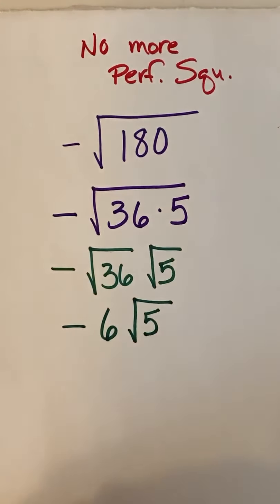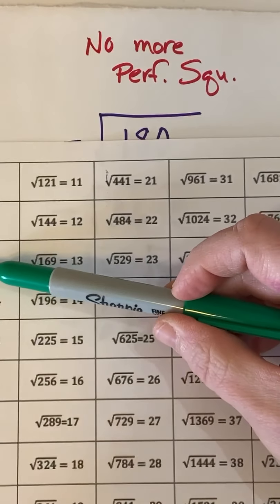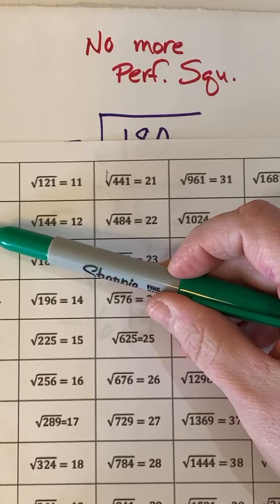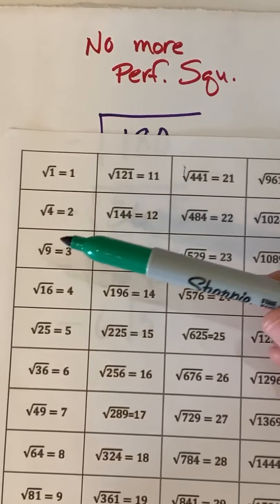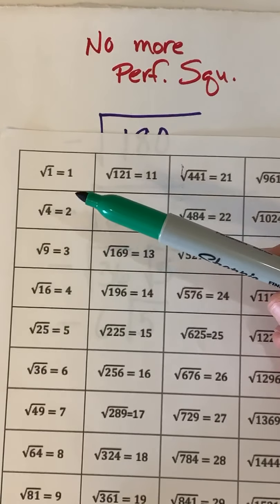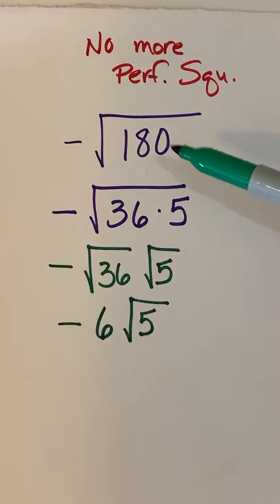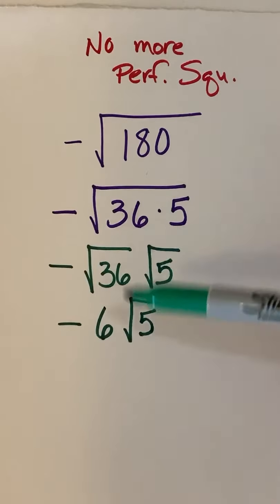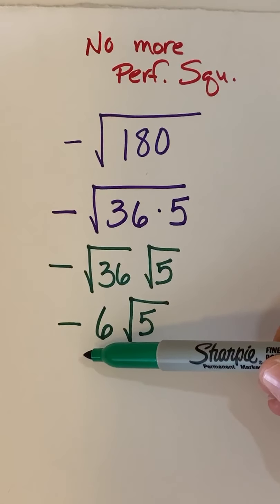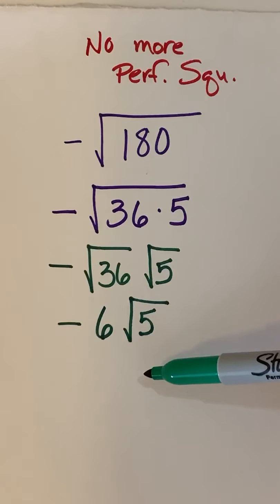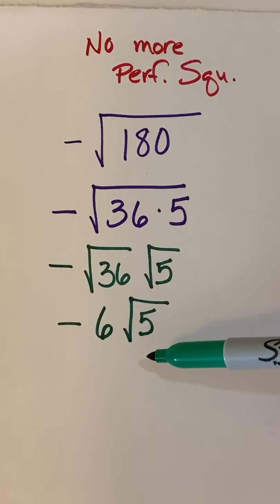I would think that I'm done, but just to make sure, 5 is not a perfect square. 4 does not divide into 5. And 1 doesn't help us. So to simplify the opposite of the square root of 180, I would get the opposite of 6 times the square root of 5, or negative 6 times the square root of 5.